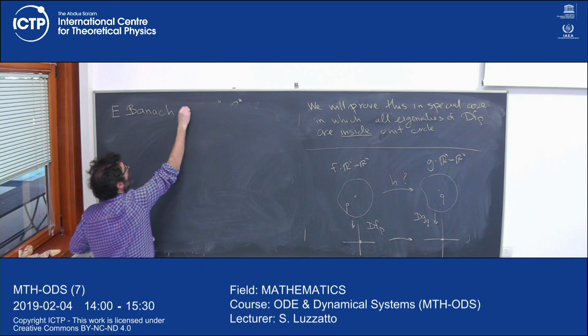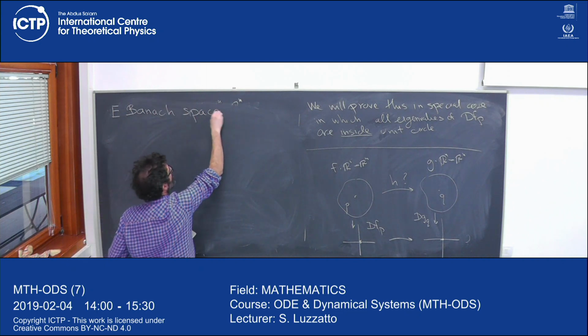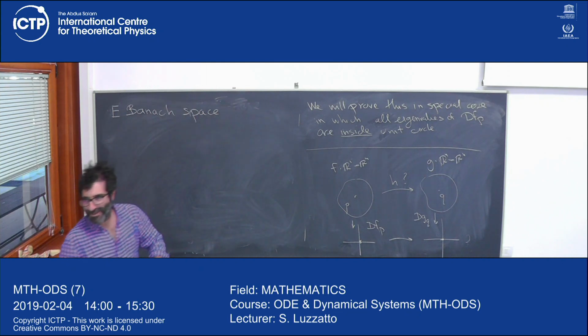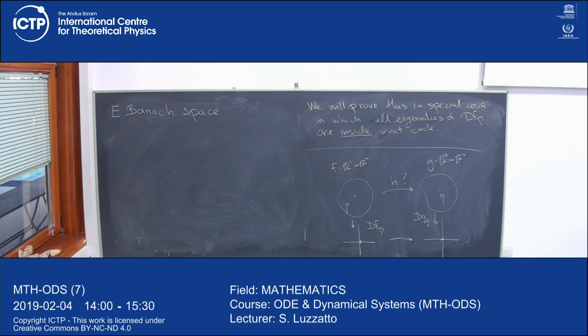So you know what a Banach space is? It's a complete normed vector space, which may be infinite dimensional. Euclidean spaces are finite dimensional examples of Banach spaces. Just normal Rn is a particular case. But there are many other spaces.